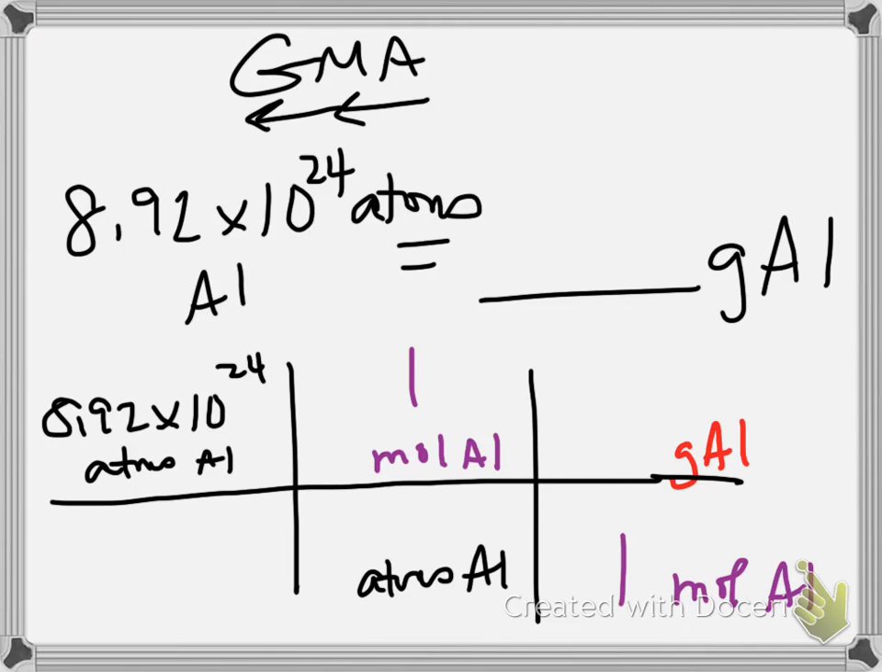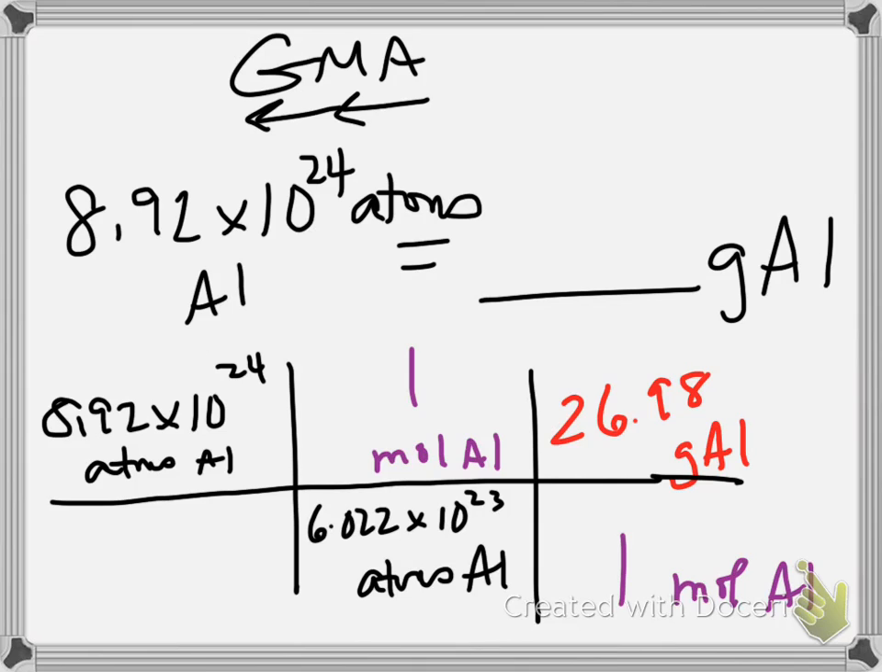What number is going to go in front of atoms of aluminum? You got it, ma'am. 6.022 times 10 to the 23rd atoms of aluminum. And where are we going to get the information for the mass of aluminum that's in 1 mole? 1 mole of aluminum is equal to how many grams of aluminum? 26 point what? 98. Yes, ma'am.